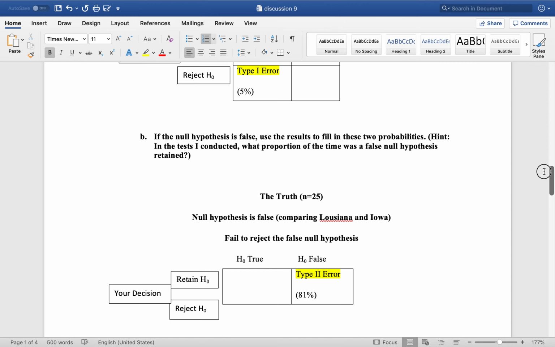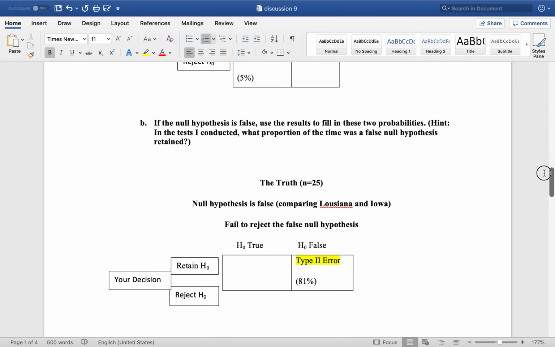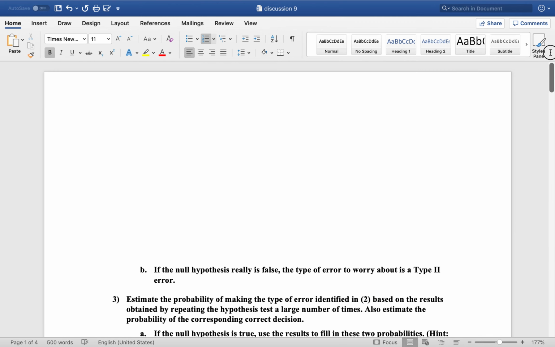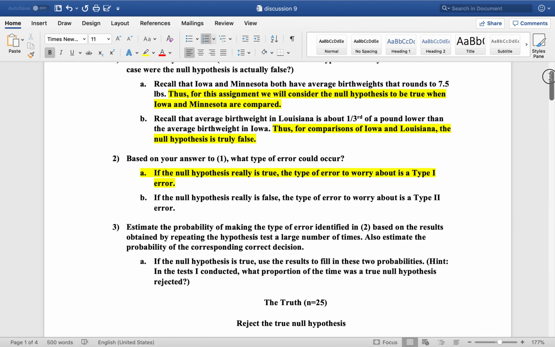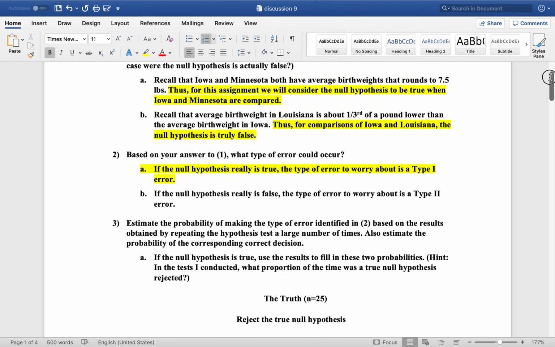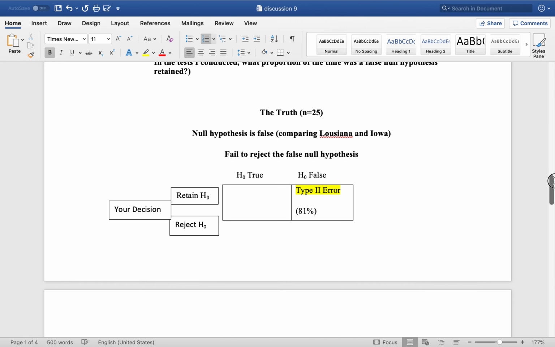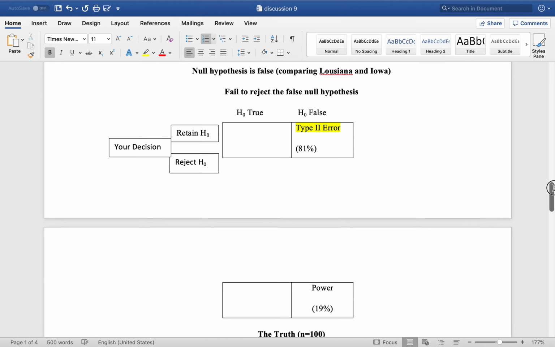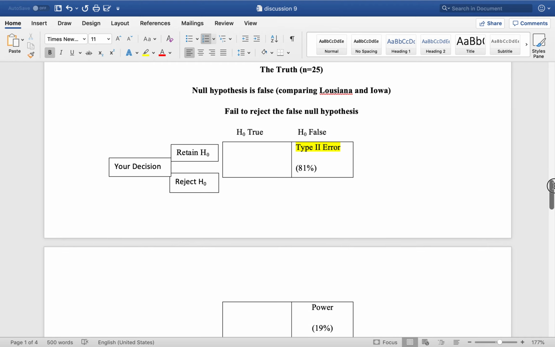And then we'll go down to comparing Louisiana and Iowa. So again, the null hypothesis is truly false when comparing Iowa and Louisiana. So to start out with n equals 25, I got a type 2 error, and I got 81% for that. And then for the power, I got 19%. And we're failing to reject the false null hypothesis in this one.